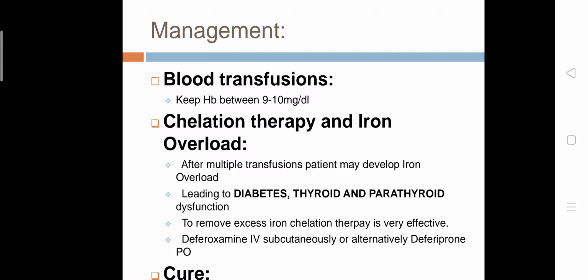And why does the iron level increase? Because they are given blood transfusions, which can raise the iron level. So for that also you should go for chelation therapy. So this is the management for thalassemia.